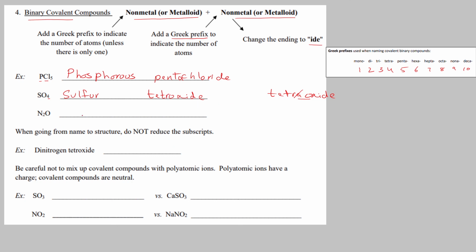Next we have nitrogen, and this is 2 atoms of nitrogen, so we will say dinitrogen, and this is 1 oxygen atom, so it will be monoxide.